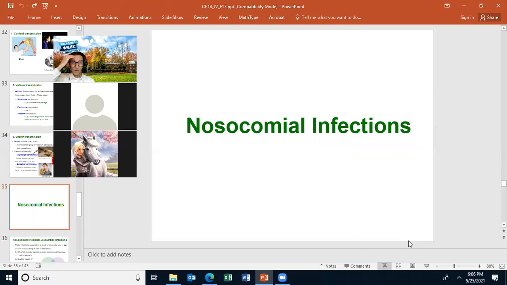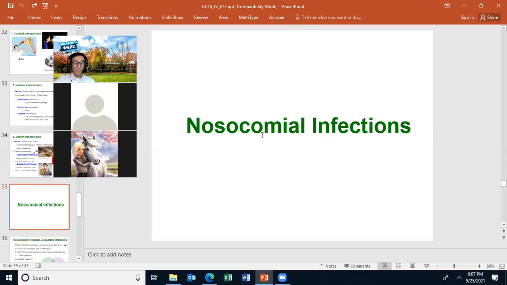These are also called hospital-acquired infections, where a patient gets an infection from their stay in a hospital or other healthcare facility. So they would not have gotten the nosocomial infection if they had not gone to the hospital or the hospital-like healthcare setting.